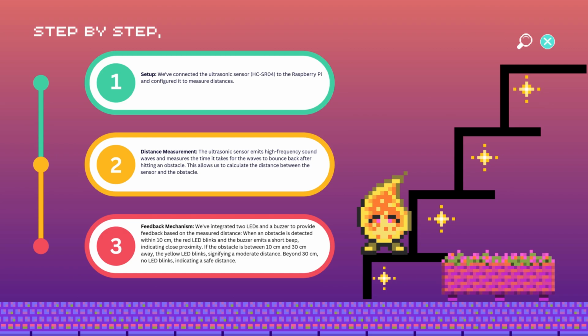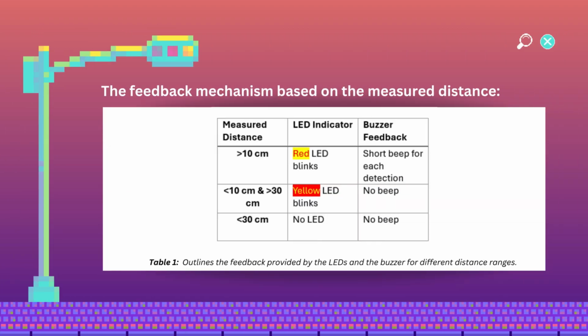Third is feedback mechanism. We have integrated two LEDs and a buzzer to provide feedback based on the measured distance. When an obstacle is detected within 10 cm, the red LED blinks and the buzzer emits a short beep, indicating close proximity. If the obstacle is between 10 cm and 30 cm away, the yellow LED blinks, signifying a moderate distance. Beyond 30 cm, no LED blinks, indicating a safe distance. This shows a table summarizing the feedback mechanism, indicating the different lights when different levels of distance are exceeded.